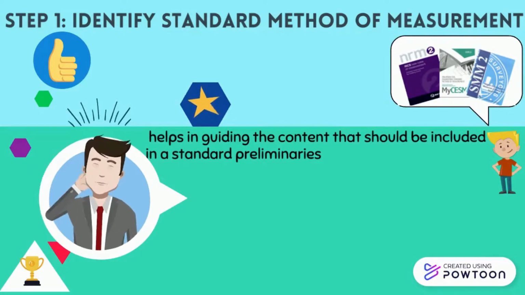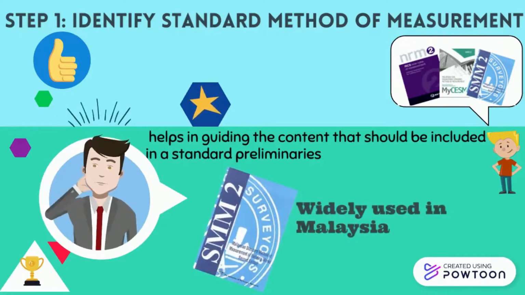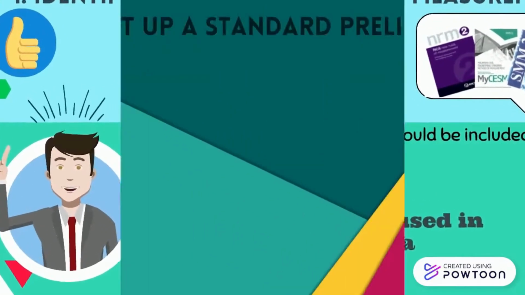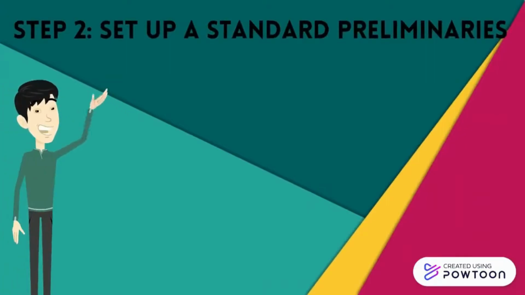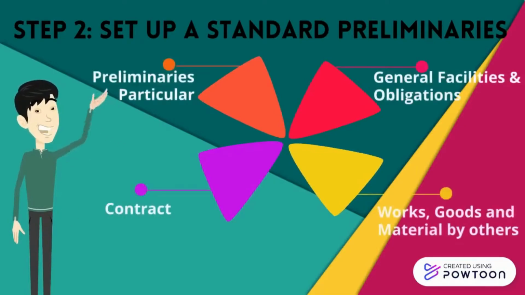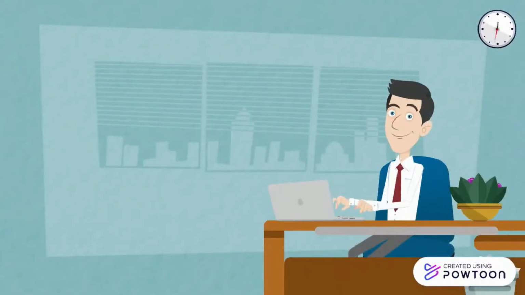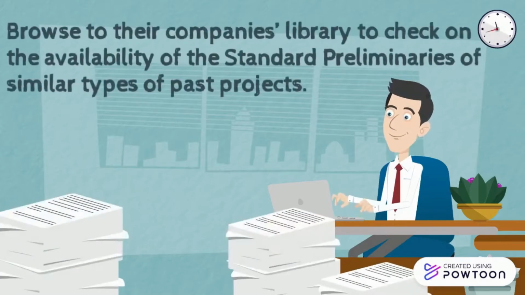In this project, SMM2 was selected, as it is the most widely used method of measurement of building works in Malaysia. Step 2. Set up the standard preliminaries. According to SMM2 Section B preliminaries, there are 4 important components that should be included in preparing standard preliminaries shown in this chart.